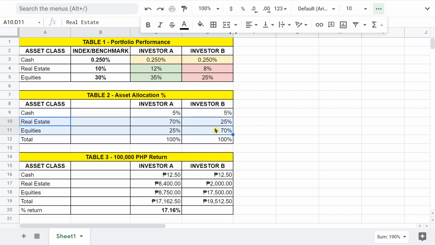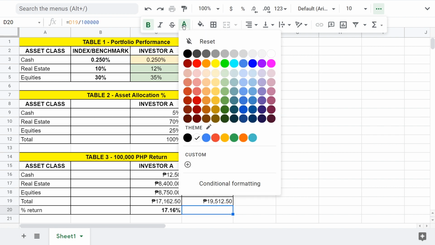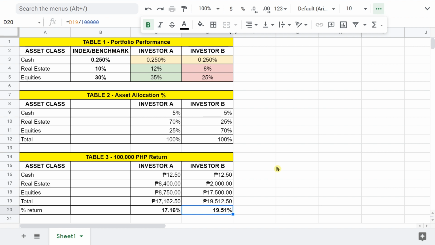So as you can see, investor B placed 25% on real estate and earned 8% and got 2,000 pesos. He placed 70% on equities and earned 25% and got 17,500 pesos. That's a total of 19,512 pesos and 50 cents, or 19.51% for investor B, who has underperformed based on the index for most asset classes in table 1.